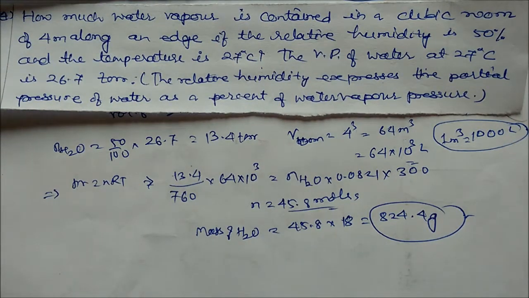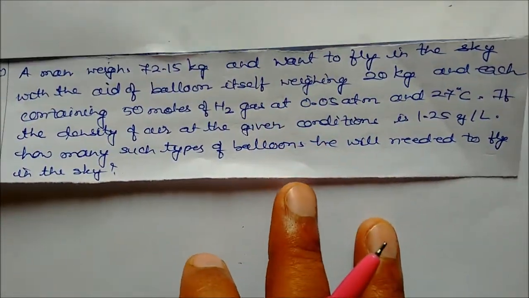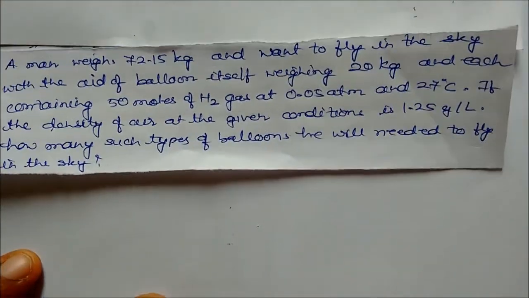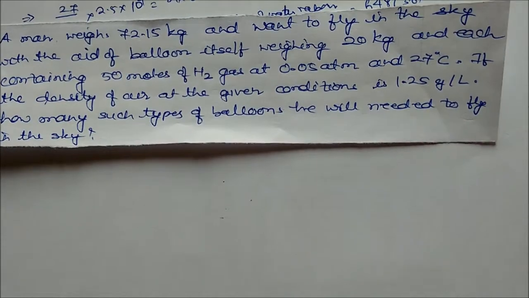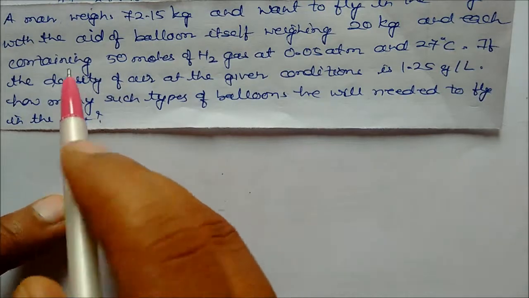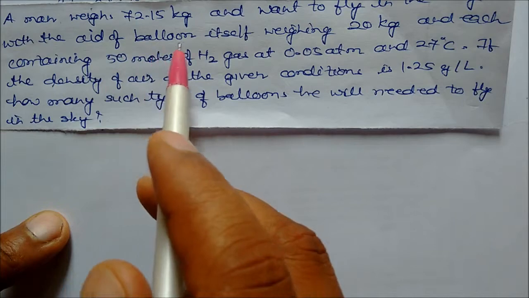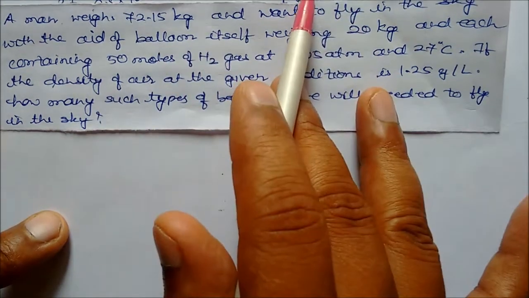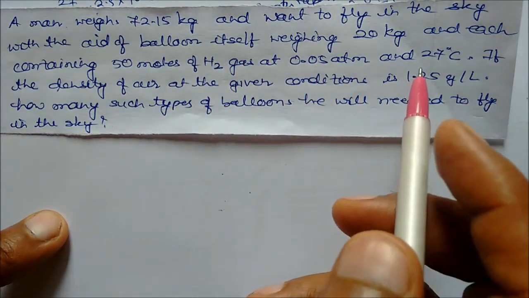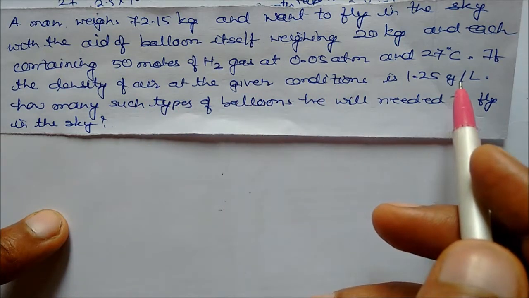So now we'll see the next problem. A man weighs 72.15 kilogram and wants to fly in the sky with the aid of balloons, each weighing 20 kilogram and each containing 50 moles of hydrogen gas at 0.05 atmosphere and 27 degrees centigrade. If the density of air at the given condition is 1.25 gram per liter.